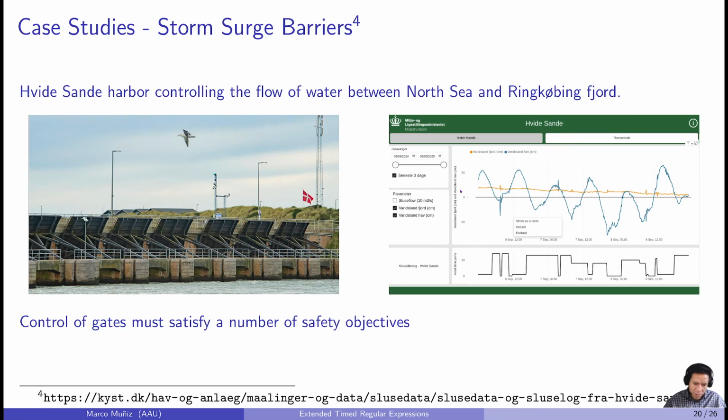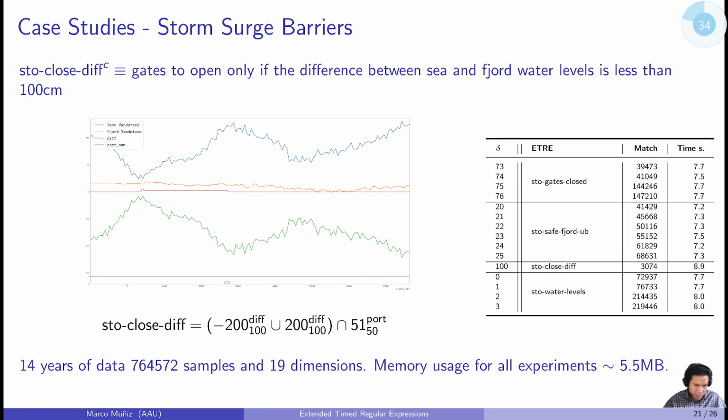Okay, so we have collected 14 years of data. This number of samples, like three-quarters of a million samples in 19 dimensions. And we have encoded several of the safety properties in regular expressions. Let's look at this, the complement of a property, right? So if we find this negation of something good, if we find a match, this is bad.